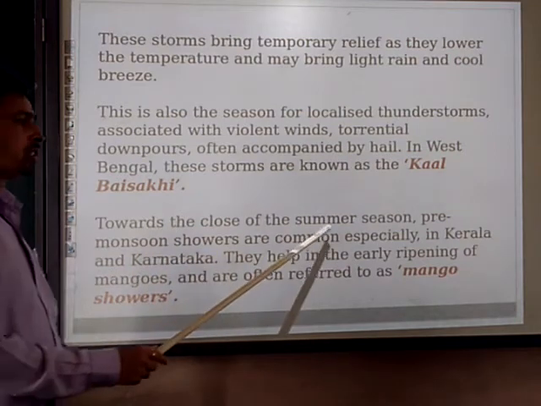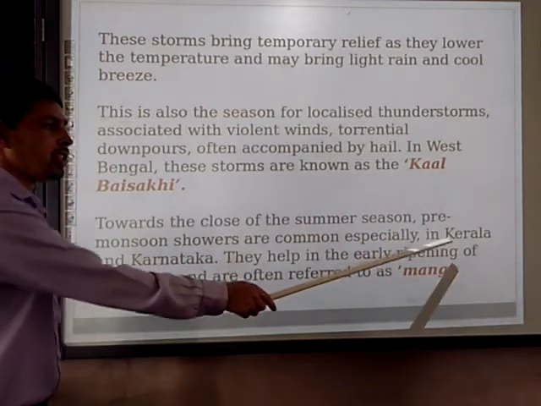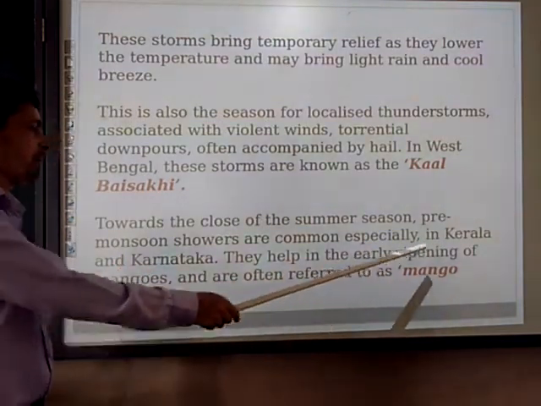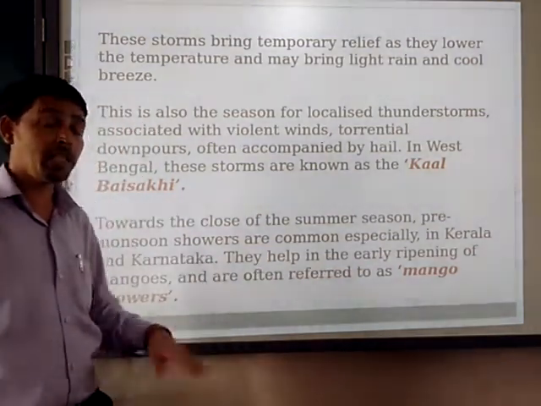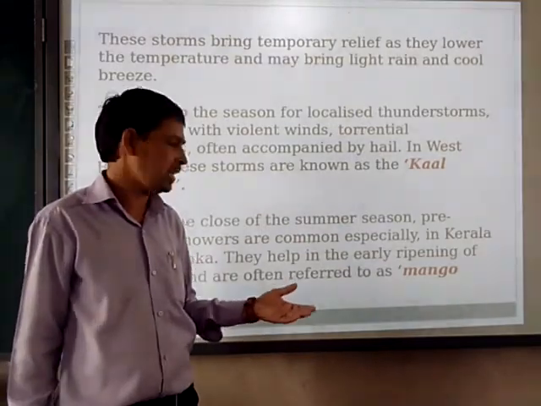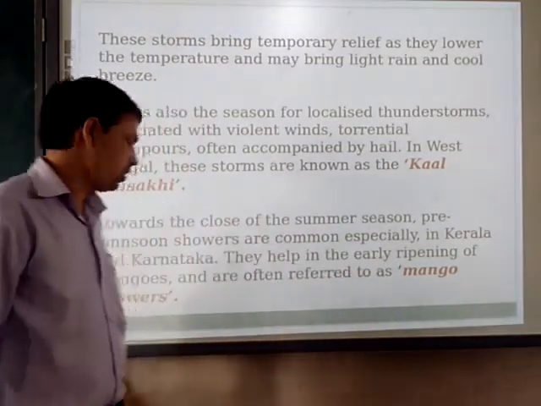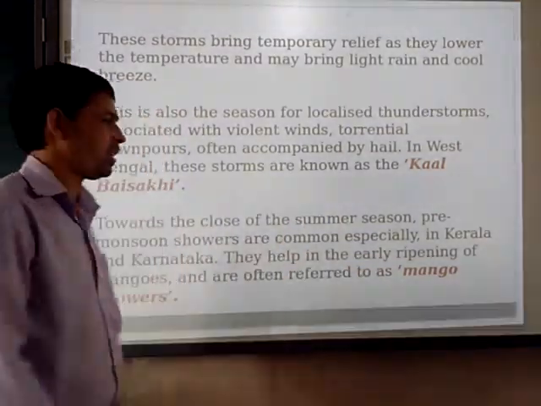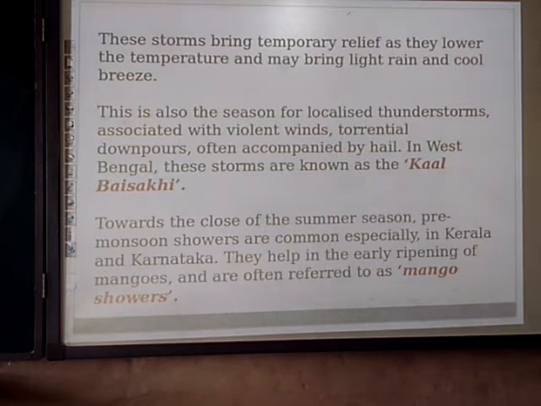Towards the close of the summer season, pre-monsoon showers are common, especially in Kerala and Karnataka. They help the early ripening of the mango, and they are referred to as mango showers. As we discussed in the previous presentation on pre-monsoon, they are called mango showers, which help the ripening of the mango, especially in Kerala and Karnataka. Please copy down the Kal-Baisakhi, mango shower and Lu points.